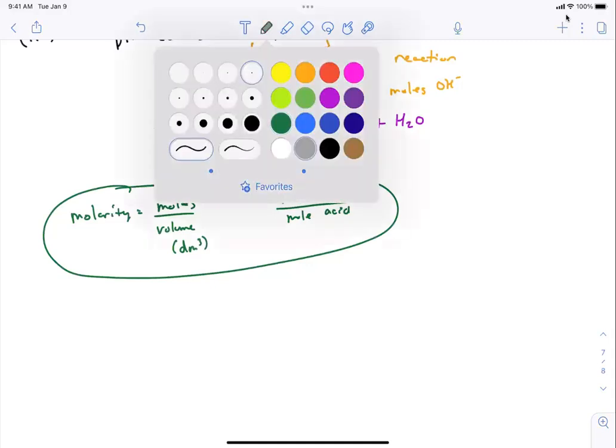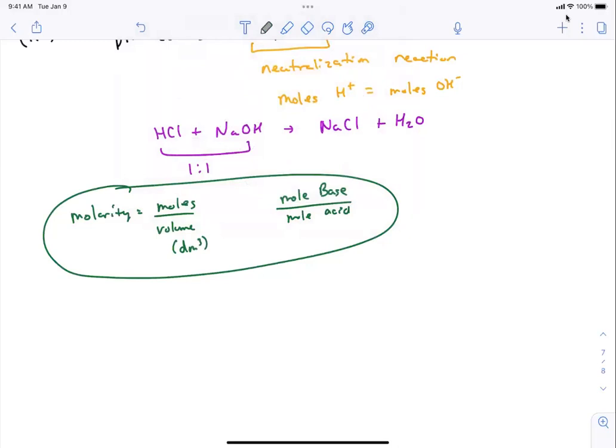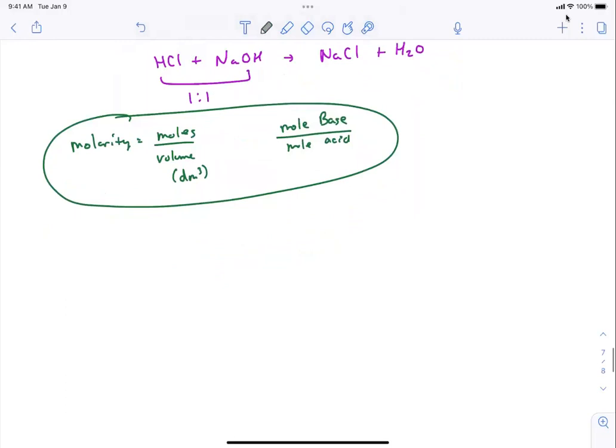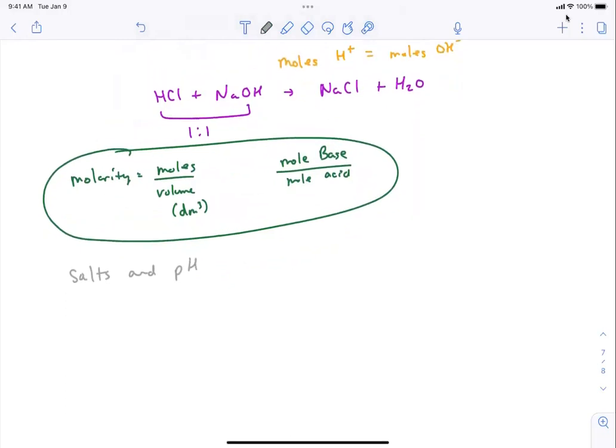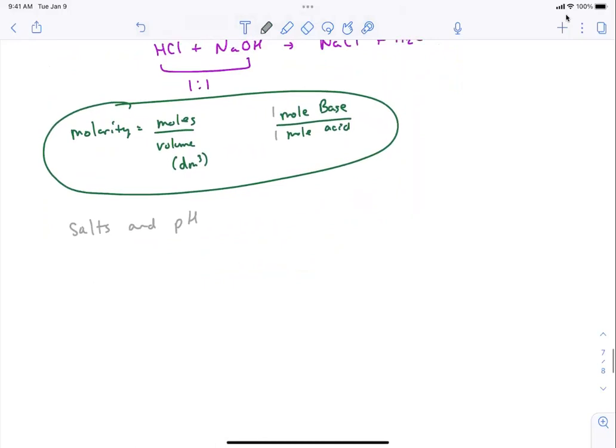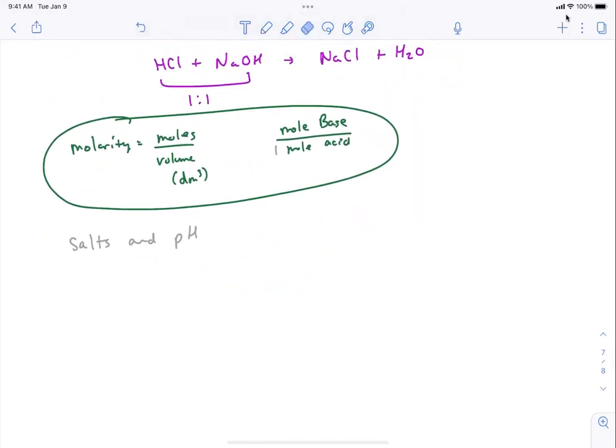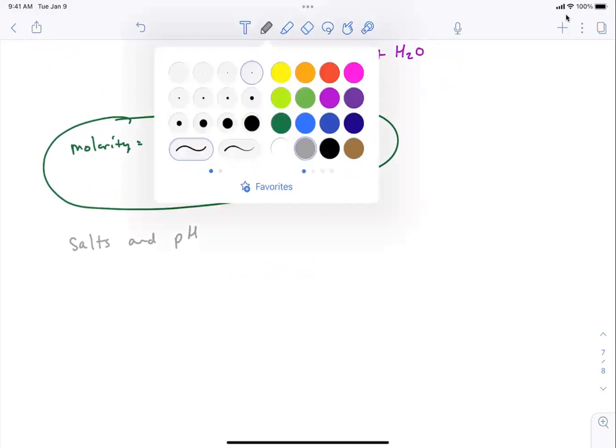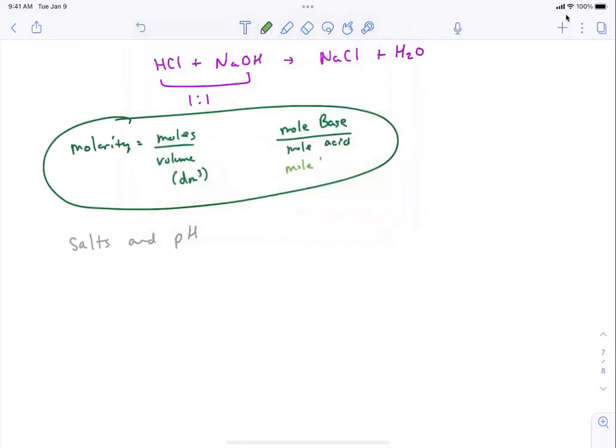Now, before we do pH curves, we're going to talk about salts briefly here because I think that's important before you do pH curves. Oh, that's the mole to mole ratio. So this would be 1-to-1 in this example because it's 1 mole of NaOH for 1 mole of HCl. Let me erase that so people aren't confused. This is your mole to mole ratio.